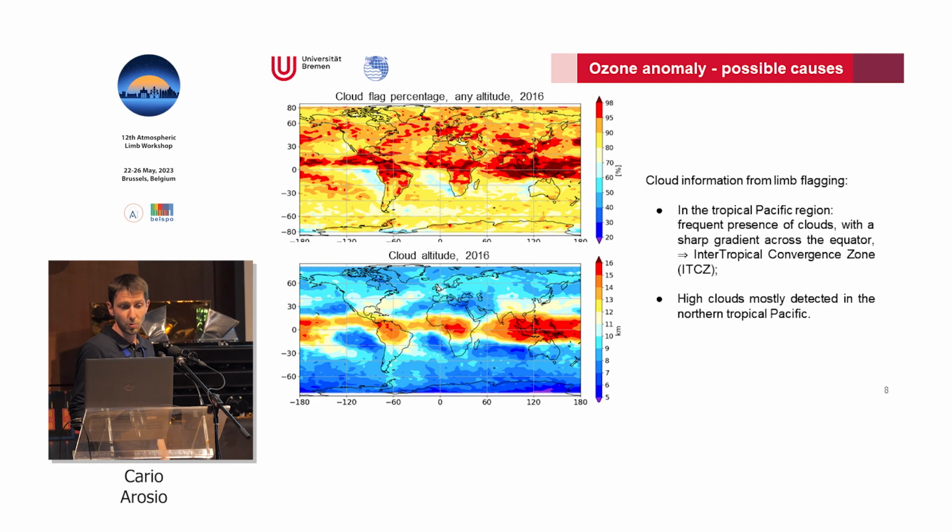And this is related to clouds, of course, because in the tropical Pacific region there is the intertropical convergence zone, which is characterized by a frequent presence of high clouds, and we have a sharp gradient across the equator, where in the south part there are fewer clouds and much lower altitudes.